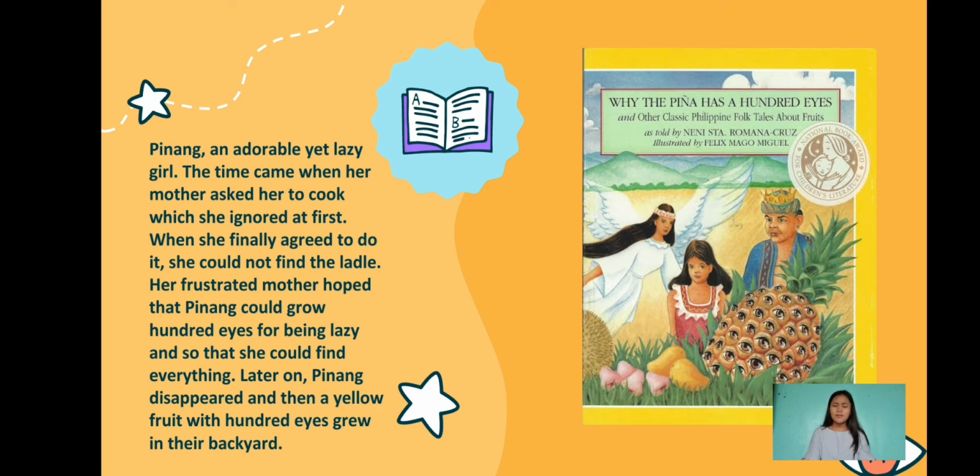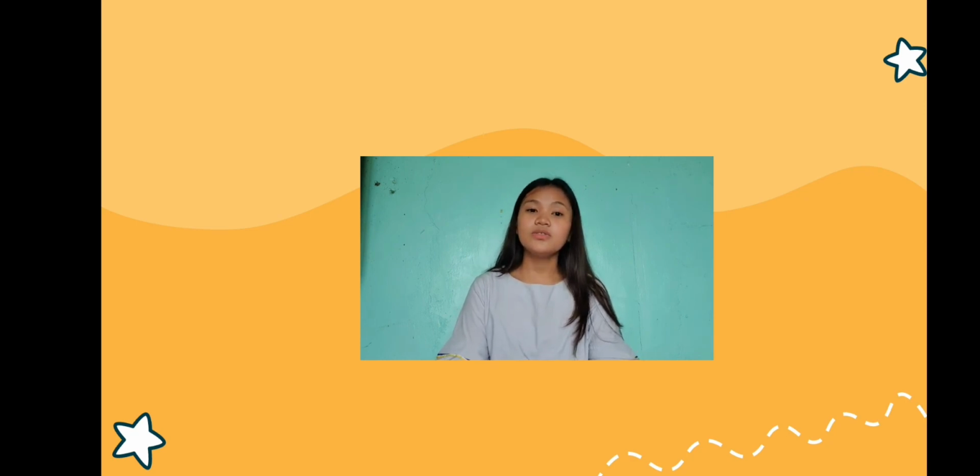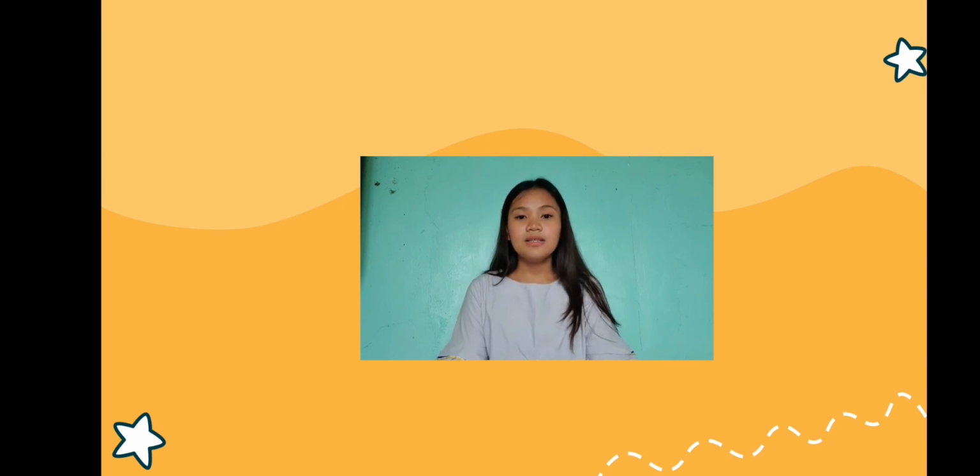What is the moral of the legend of the pineapple? The theme of the story is to teach others about obedience and to learn the virtues of being neat and tidy. We must be obedient always, not only to our parents but to other people. We must not take things for granted because we don't know what will happen if we don't abide by the rules.